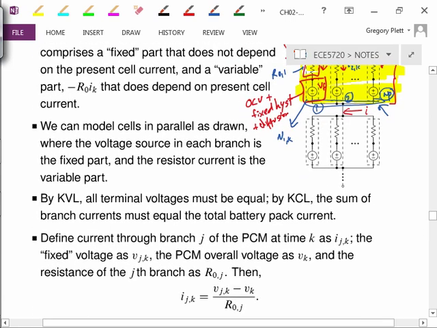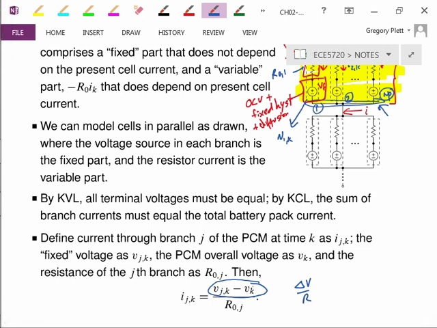Then the current through the resistance in a certain branch is equal to the voltage drop across the resistance divided by the resistance. This is Ohm's law, so delta V over R. The voltage drop over a resistance in any particular branch is going to be V_j, the fixed voltage, minus the voltage of the overall PCM, and the resistance is R_0. And the signs are arranged in such a way that our sign convention is maintained, that in order to charge I will have a negative current, in order to discharge I'll have a positive current.